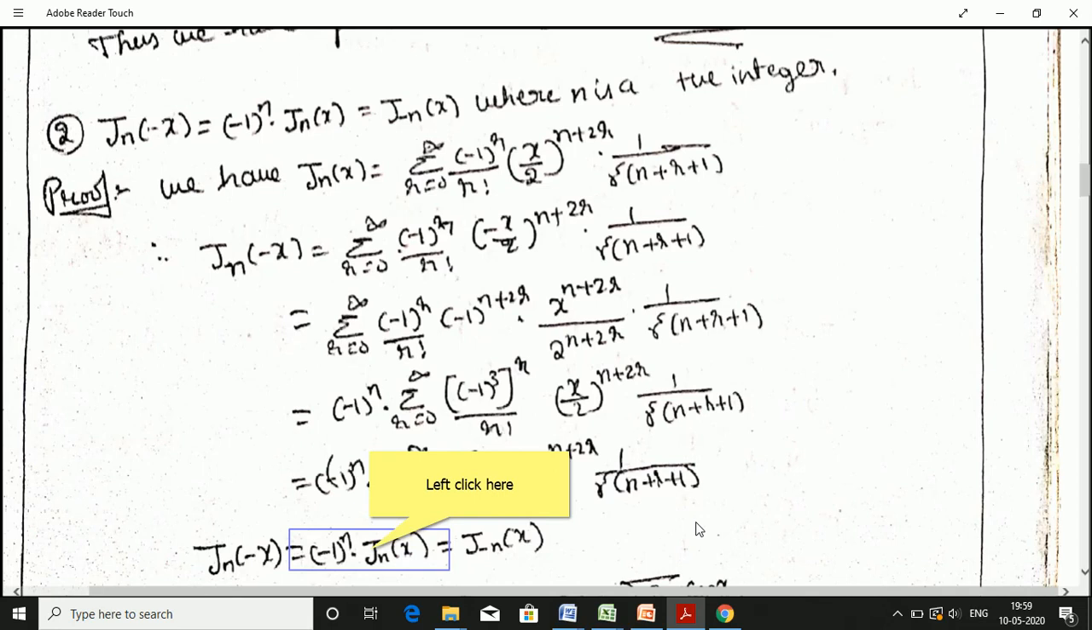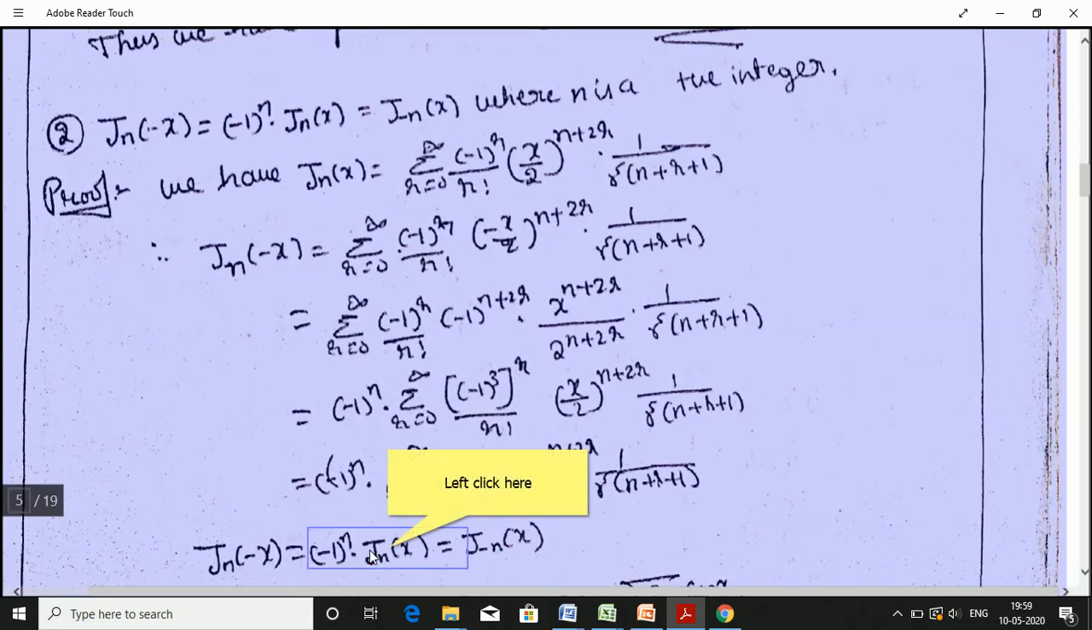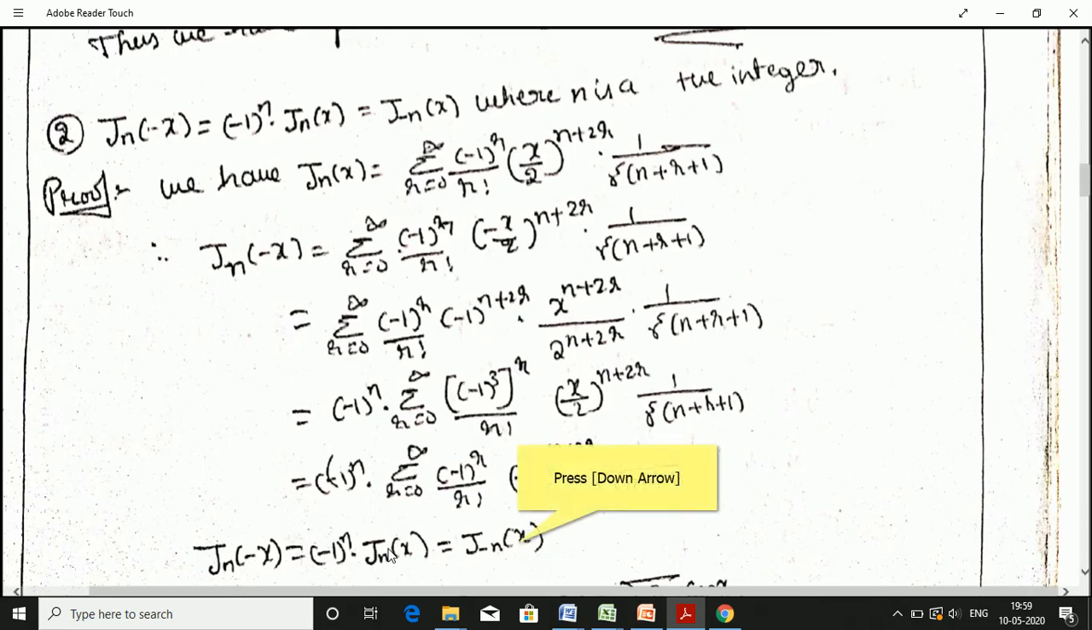Here minus 1 power r is there, minus 1 power 2r is there. Together minus 1 to the power of 3r. I have written minus 1 power 3r as minus 1 whole cube whole power r. Hence Jn of minus x is equal to minus 1 power n into Jn of x. Already we proved that j minus n of x is equal to minus 1 power n into Jn of x. Hence this is also equal to j minus n of x. This is the second property.